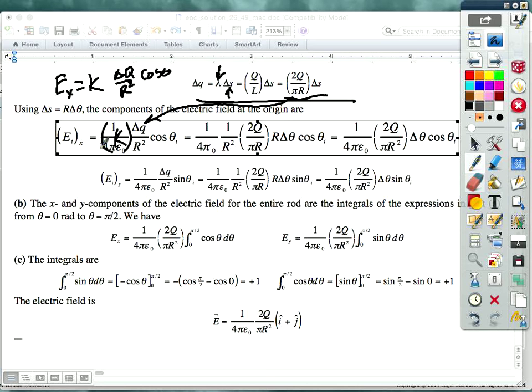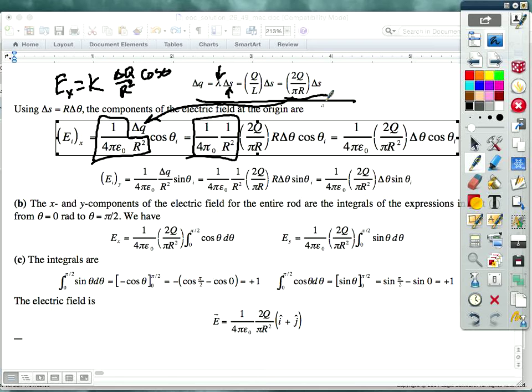Because now, do you see, if I get rid of that k, this right here is this. I've just taken out everything as constant, because r is a given distance. Since we're on the circle, every point on our line of charge is the same distance from the point of interest. So our r is a constant. So I can just move it to the outside, and then our delta q becomes 2q over pi r, right?